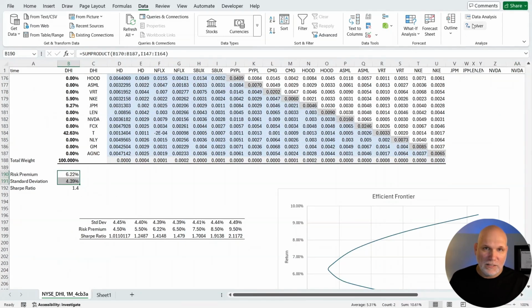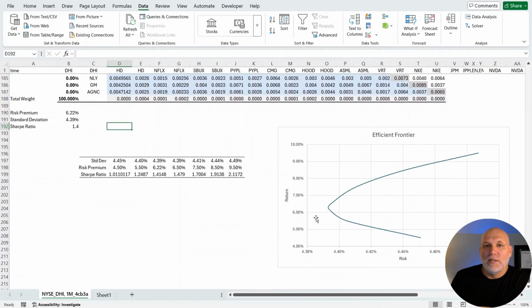I'm going to go back into Solver, and we're going to build out the efficient frontier, because all I've done at this point is build this dot right here. There's my 6.22 and my 4.39% variance right there. That is what they call the global minimum variance. It is the spot at which you get the best return for the least amount of risk.